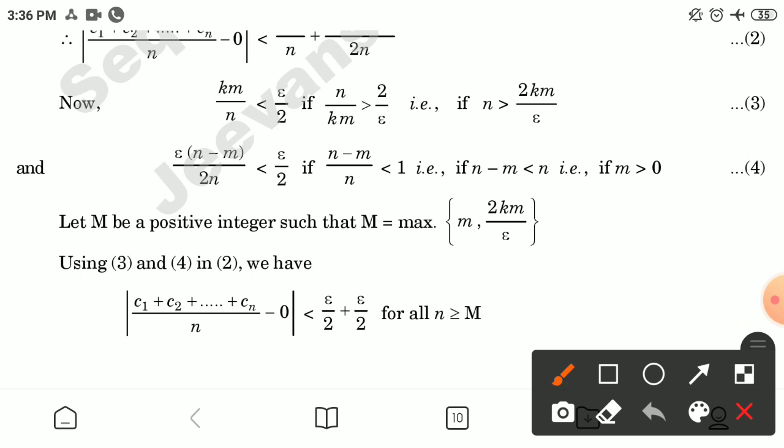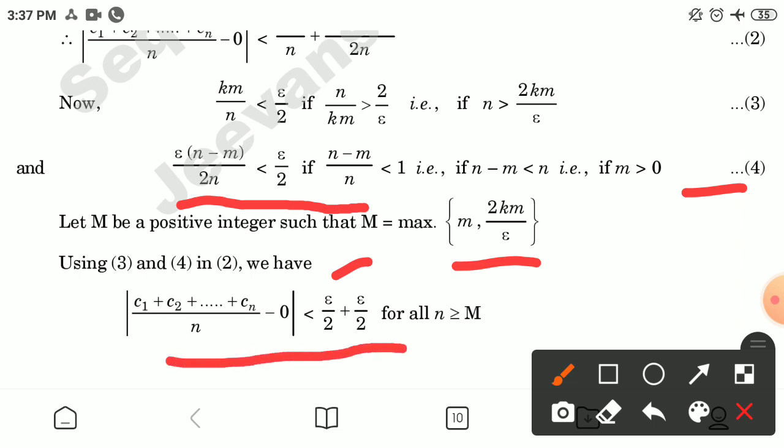And epsilon times (n minus m) by 2n is less than epsilon by 2 if (n minus m) by n is less than 1, that is if n minus m is less than n, that is if m is greater than 0, marking this as number 4. Let M be a positive integer such that M equals the maximum of m and 2km by epsilon. Now using third and fourth in second, we have |(c1 plus c2 plus ... plus c_n) by n minus 0| less than epsilon by 2 plus epsilon by 2 for all n greater than or equal to M.